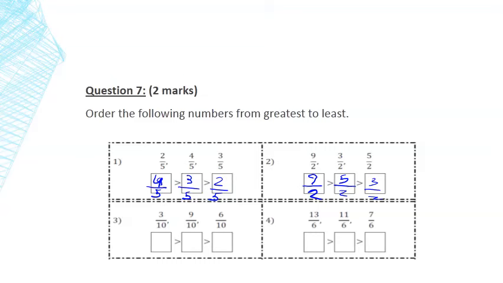Okay. Kareem. 3 over 10, 9 over 10, and 6 over 10. Which fraction comes first? So we look at the numerator. The greatest numerator is 9. Then 6 over 10. Yes. Then 3 over 10.